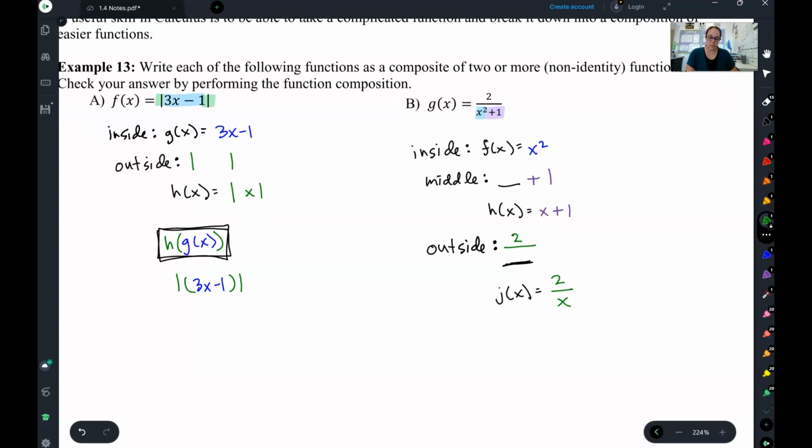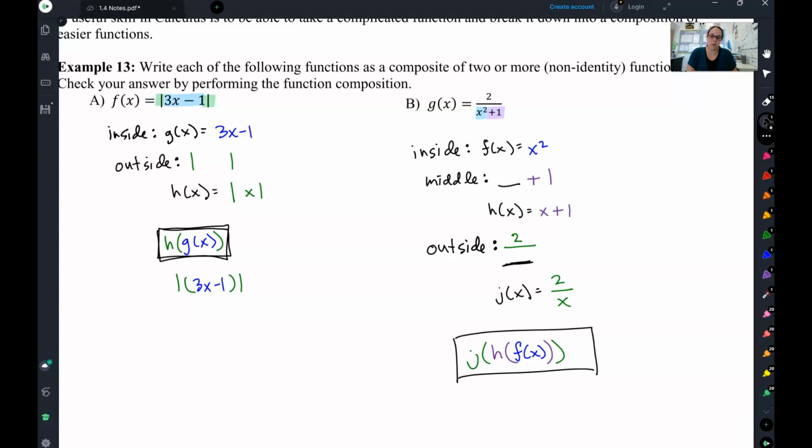So if these are my 3 functions defined, I have f of x, that's on the inside, x squared, and I'm plugging x squared into h of x next. So plugging f into my x plus 1, that gives me x squared plus 1. And finally, I'm plugging all of that into my j of x, so plugging my x squared plus 1 into this to get 2 over x squared plus 1. So that is my answer. That is all the functions composed together.